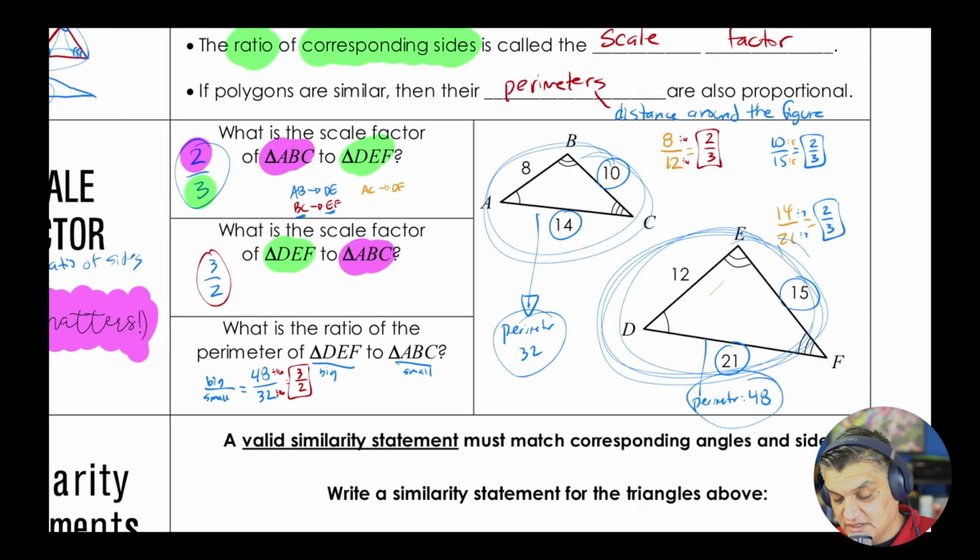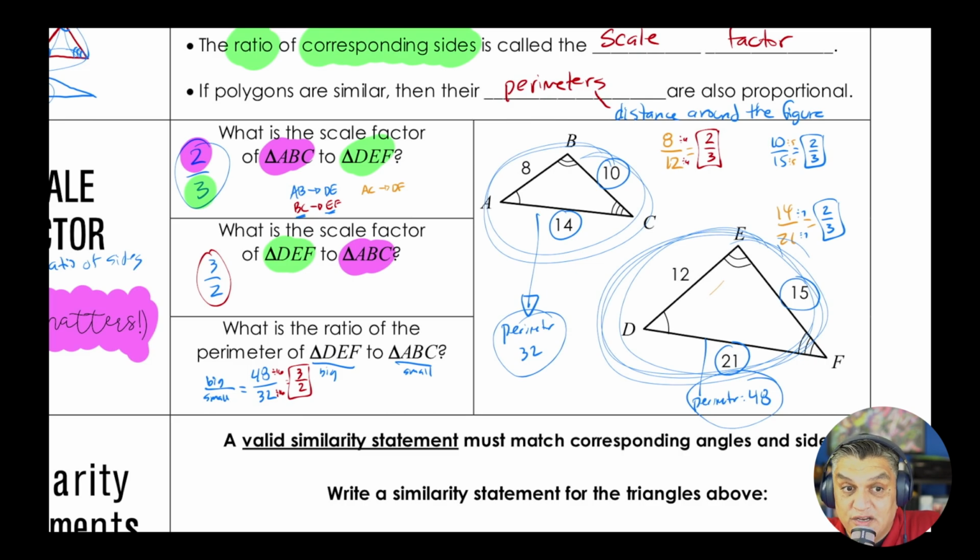Okay? So scale factor is just that ratio to go from one triangle to the other, the lengths of the sides. And how do you find that scale factor? Make a fraction of those lengths of the sides and make sure the top one is the first one you say and the bottom one is the second one you say. And that's it. That's how you find a scale factor. And this scale factor here for these two triangles was either 2 to 3, small to big, or 3 to 2, big to small, depending on how you say it, depending on the order they ask you.